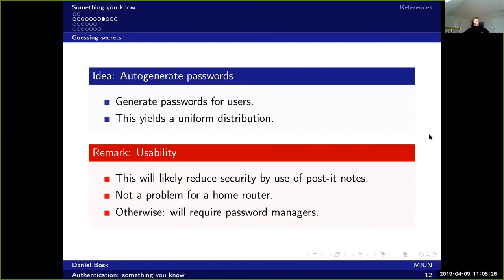So one idea to try to improve password security is to automatically generate passwords for users. This would, of course, yield a uniform distribution, so it should be really difficult to guess these passwords. But on the other hand, we have the usability aspect, which says that these passwords will also be very hard for humans to remember, depending on how they are designed. Remember, we talked about choosing 4 words at random compared to choosing 10 characters at random. And they gave roughly the same amount of entropy, but one was considerably easier to remember than the other.